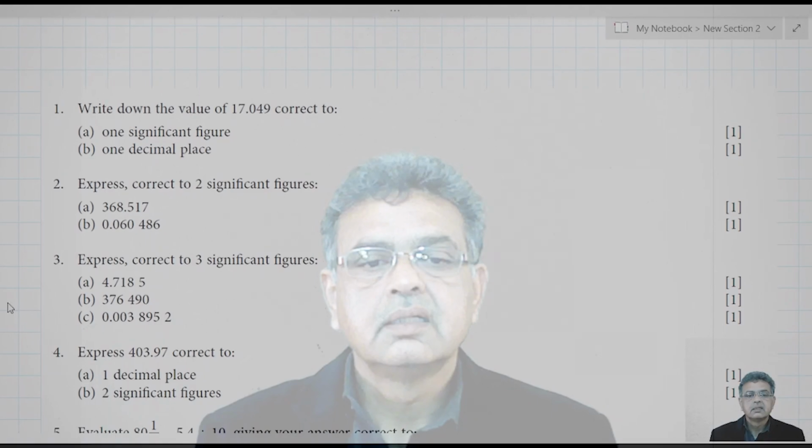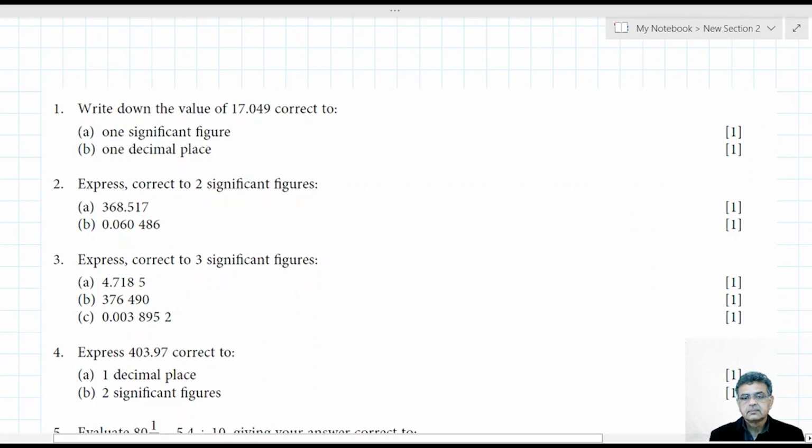Bismillahirrahmanirrahim. Now we will practice a few questions about O-level topic, significant figures, estimation and approximation. And their application we will learn. Let's see. These are few questions, very simple questions. Write down the value of this number, correct to one significant figure.